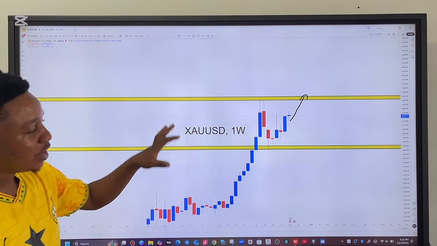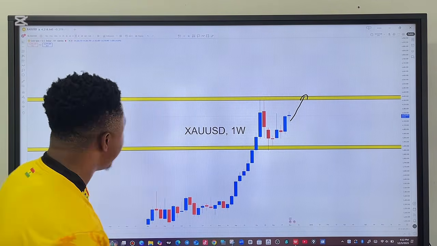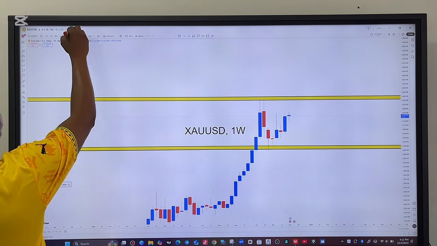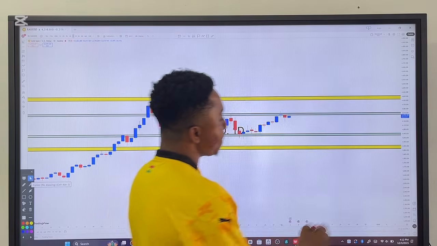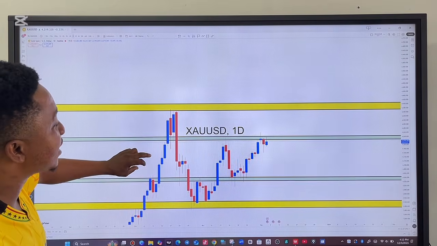But that's not all. Let's go to a daily and a forward time frame where we can prepare for entries to the upside of gold. So go onto the daily time frame. Alright, so this is the daily time frame of gold. Gold on a daily, what exactly is going on?